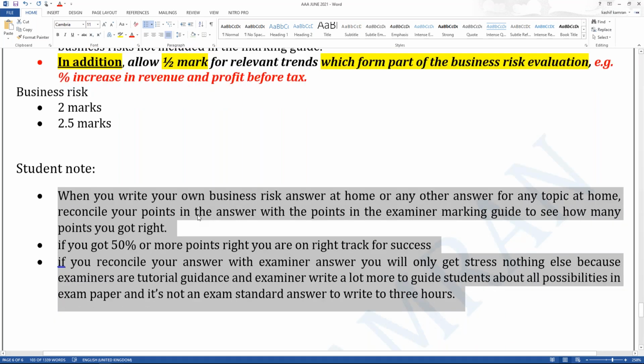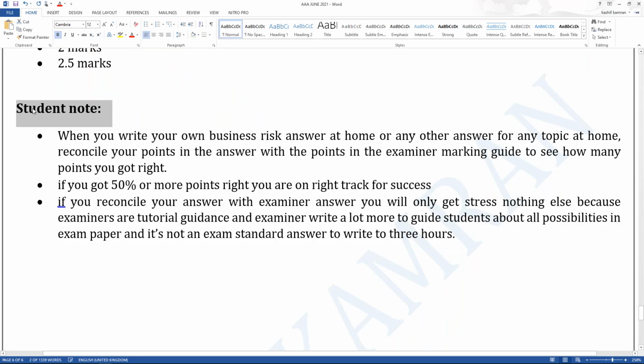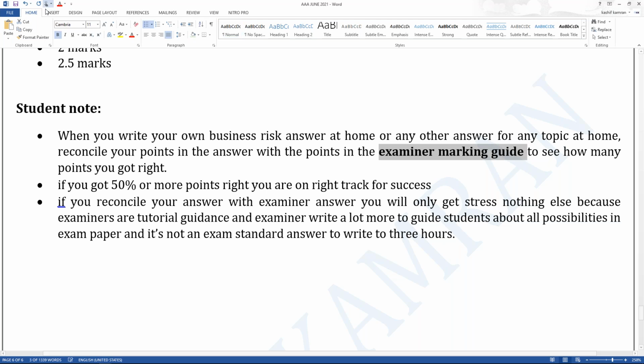Just read the student note yourself carefully and tell me, are you comfortable with it? I hope you know the difference between the examiner marking guide and the examiner answer. They're two different things. Is everyone clear on that?